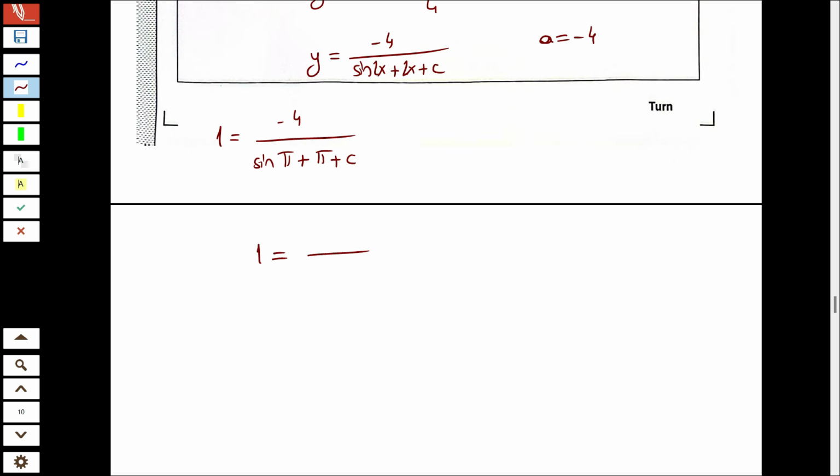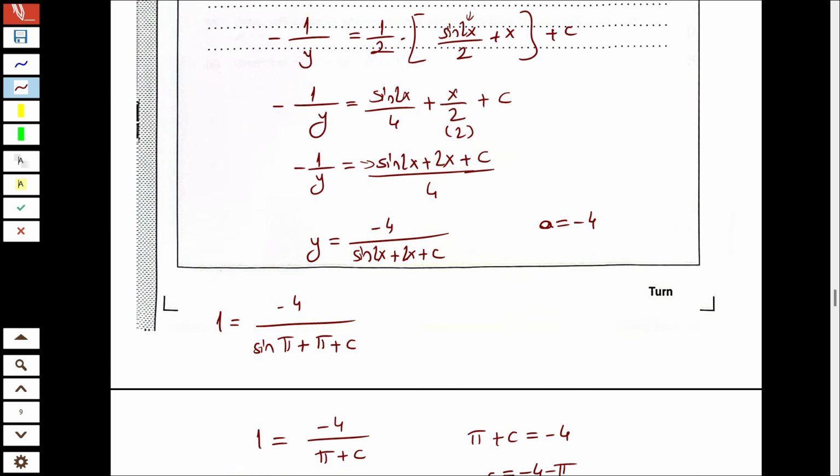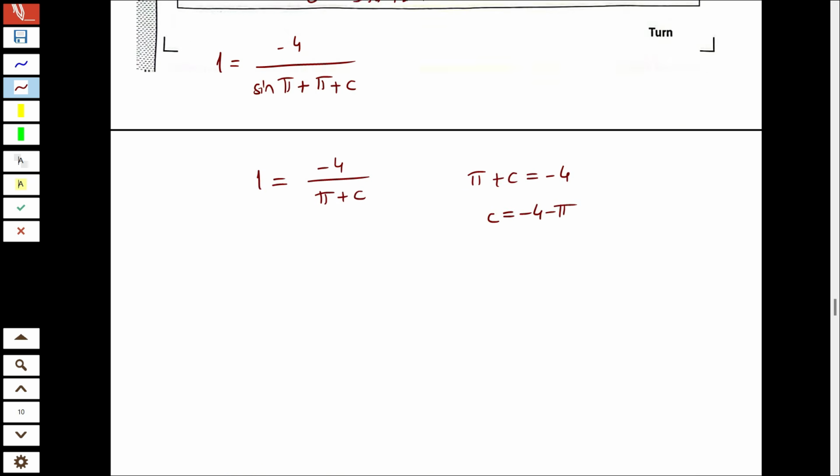1 equals minus 4 divided by, now that sine pi is 0, pi plus c. Pi plus c will be minus 4, and c equals minus 4 minus pi, right? In this case, we found c, which is b in that equation, and b is minus 4 minus pi.